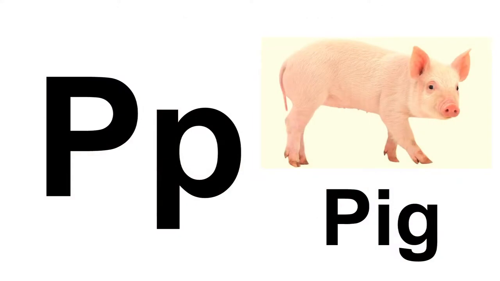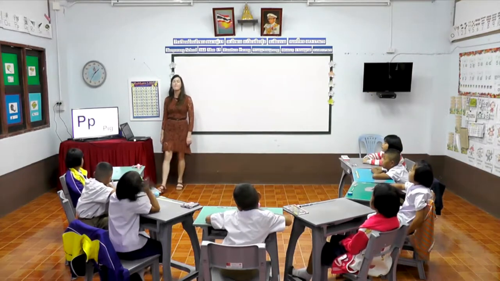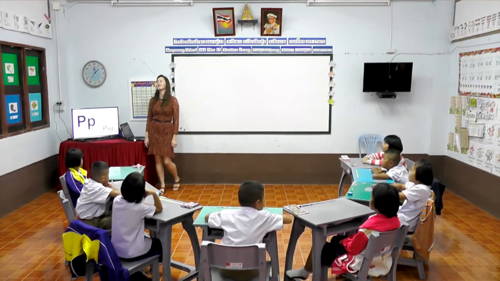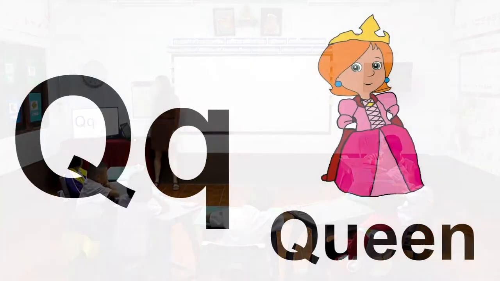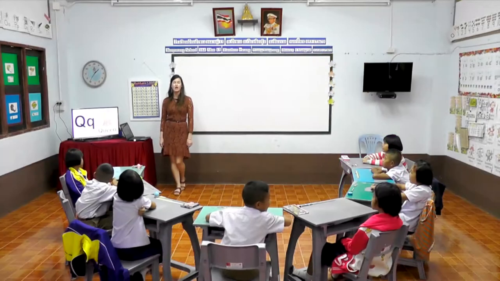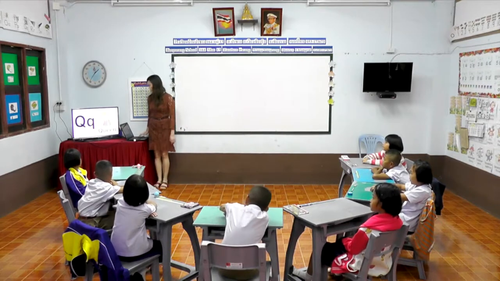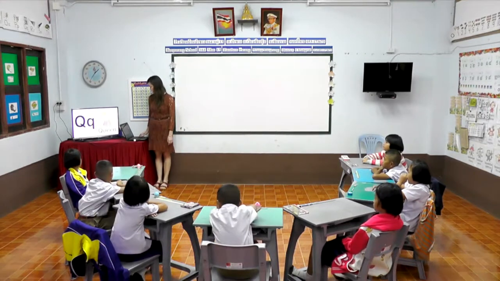P. And what picture do we have? We have a little pig. P is for pig. Pa, pa, pig. P is for pig. Pa, pa, pig. Wonderful. Q. We have a queen. Qua, qua, queen. Q is for queen. Good job.